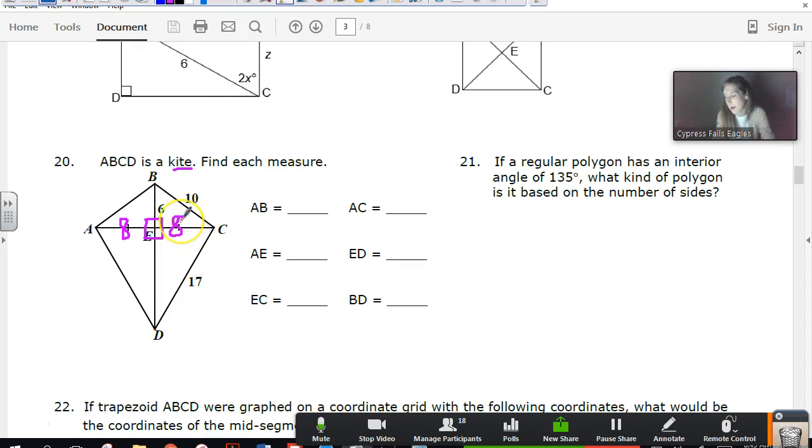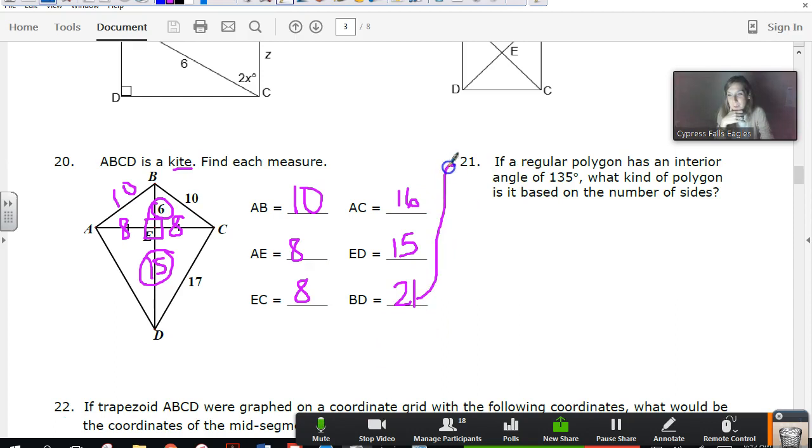What about 17 squared minus 8 squared? What do we get? It's another triple. Do y'all know it? 15. Yes. All right, so what's AB? Well, it's 10 because a kite has 2 pairs of consecutive congruent sides. What's AC? Well, it's 16. We got that using Pythagorean theorem. AE is 8. It's already on our picture. ED, Pythagorean theorem, 15. EC is also 8. It matches AE. And BD, 6 plus 15, 21.